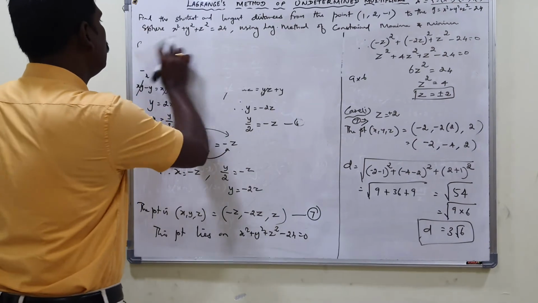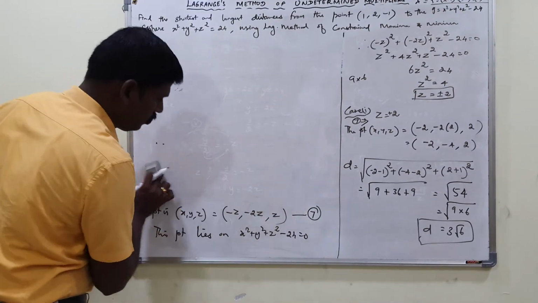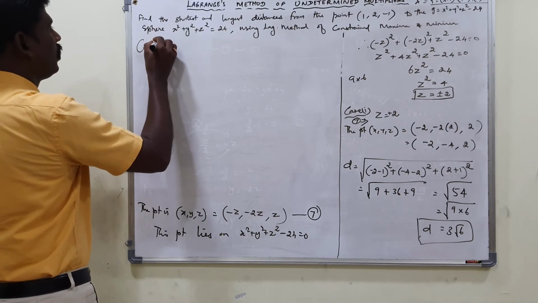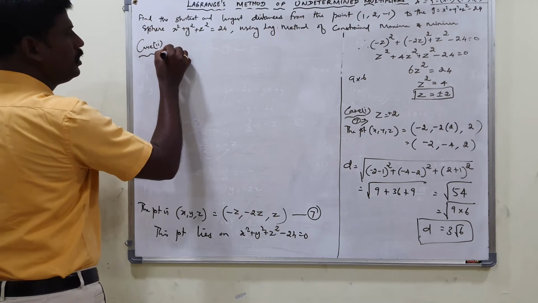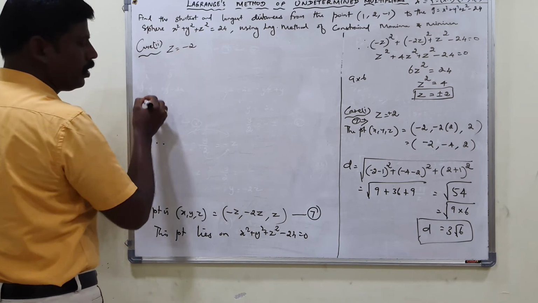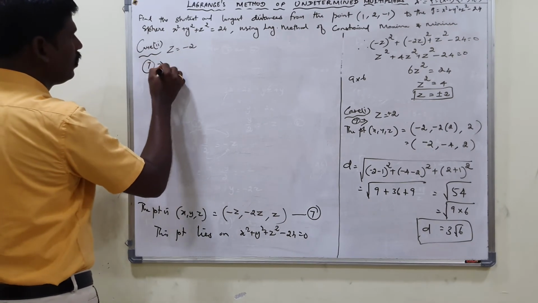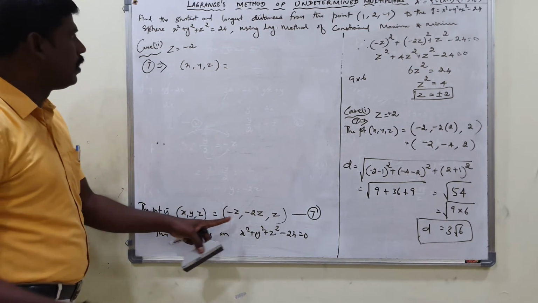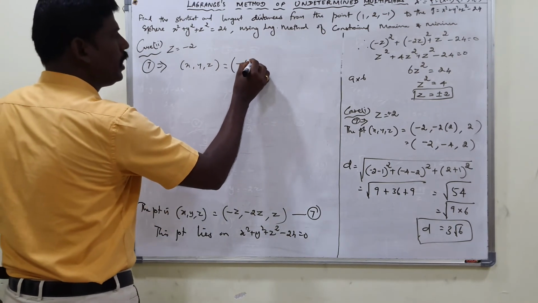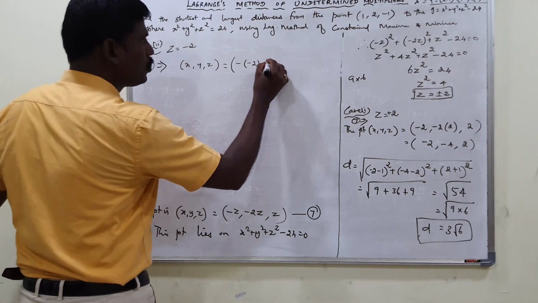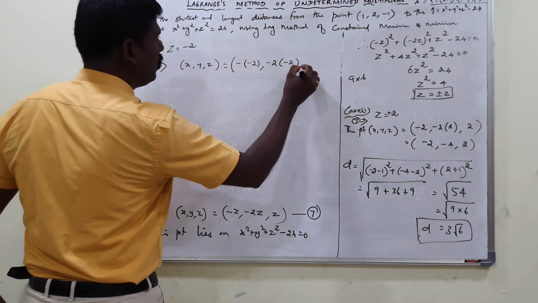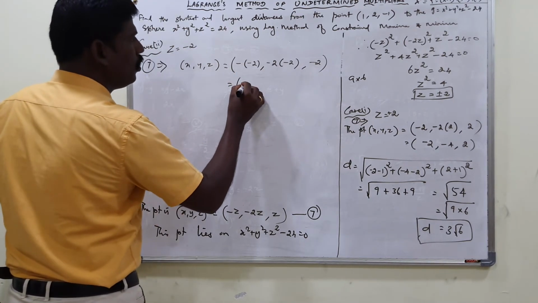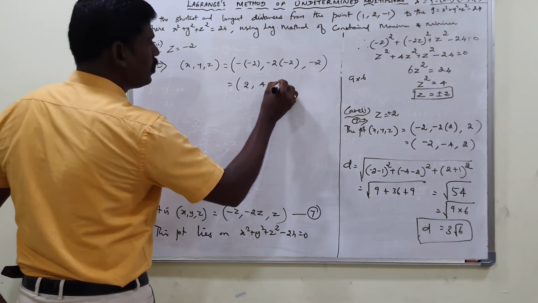Okay. Right? Second one, case 2. By taking z is equal to what? Minus 2. What do you get? Therefore from equation 7, x comma y comma z is equal to what? X is minus z, so minus of minus 2, that is 2. Minus 2 into z is minus 2, so 4. And z is again minus 2. So what is the point? 2 comma 4 comma minus 2.